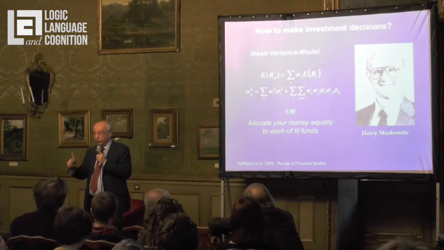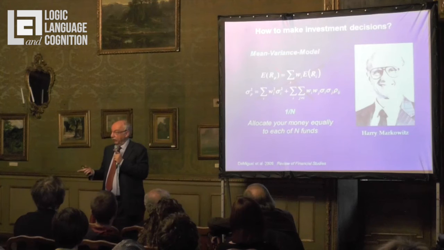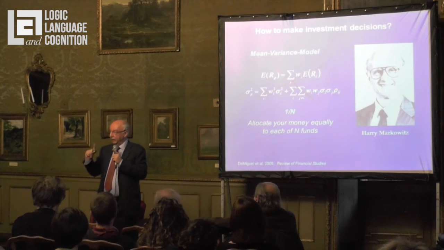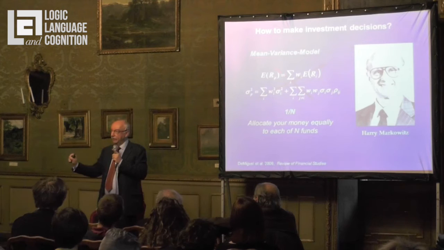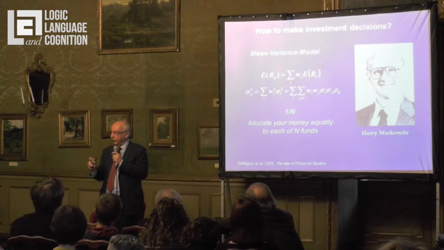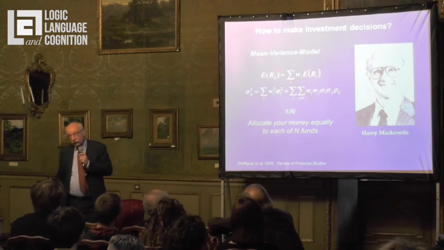So, what was the result? This was a study where you had to predict the future, not the past. And in 6 out of the 7 cases, 1 over n made more money than the Markowitz optimization model using the standard criteria like Sharpe ratio and so on. How can that be? That will be one of the key topics of this talk. And I'll give you now the first reasons. I'll go stepwise.